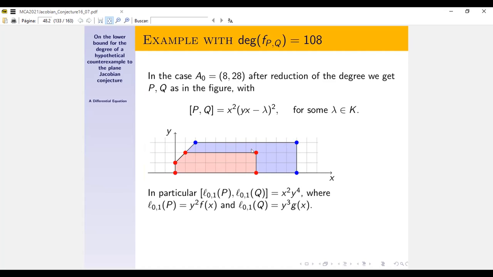But well, one can manage to compute, for this particular example, the Jacobian of the upper border. So L01 of P is this upper border, and of Q, and the Jacobian must be monomial. So this was a hard problem, and we managed to compute it. But that's the only thing that we can compute. So this homogeneous system. Okay, so we are stuck. This is the example where we are stuck, and therefore in raising the lower bound of the degree of a possible counterexample, we have managed only to raise it from 100 to 108.